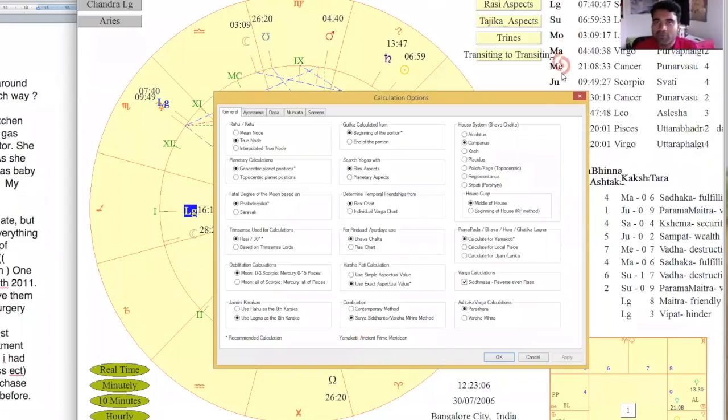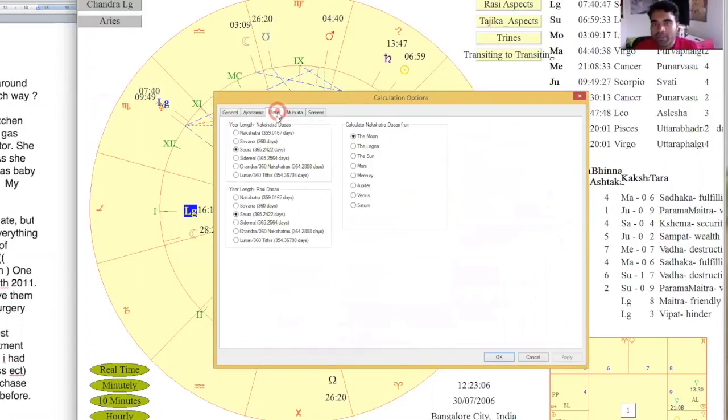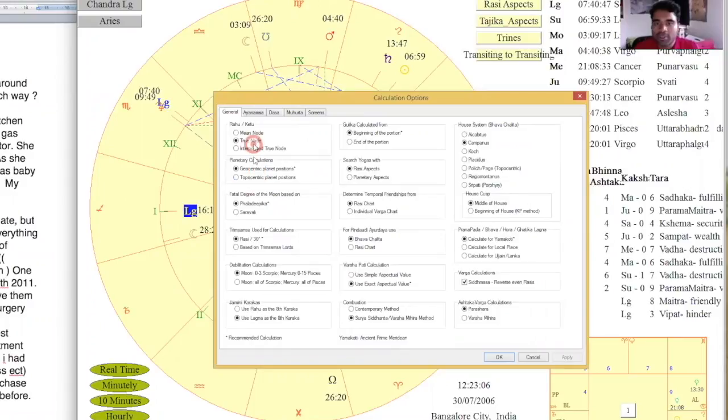This is Kala software, and the settings are here, which is basically the advanced recommended settings. I use the Dhruva Galactic Middle of Mula Ayanamsha, and the Dasha is set to Saura Dasha. Also important to note is the true node calculation for Rahu and Ketu, because sometimes other people may have something different here. And the house system is Campanus for the Bhava Chalita.